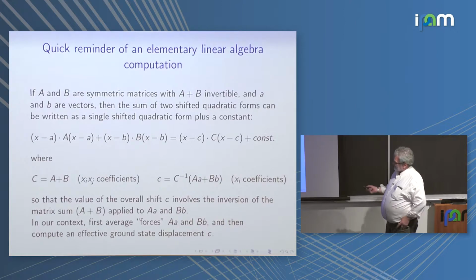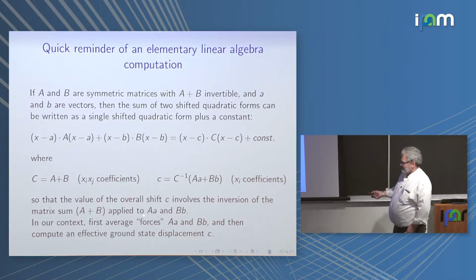But then what are the formulas? You can compute C and c from capital A. So for the formulas, you just add the matrices. That's just by comparing the quadratic coefficients. And the point of this slide is that the expression for the shift is C inverse times (Aa plus Bb). In particular, the naked b never appears. It's always multiplied by B. And the naked little a never appears. It's always multiplied by A. That's just comparing the linear coefficients. So in particular, the overall shift involves the inversion of the matrix sum applied to these vectors.